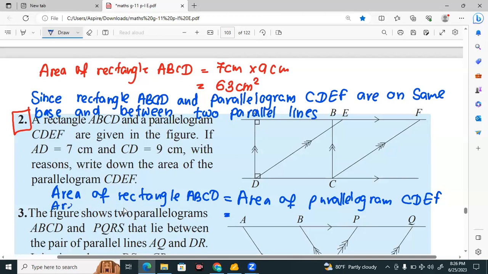Area of parallelogram CDEF is equals to 63 square centimeters.